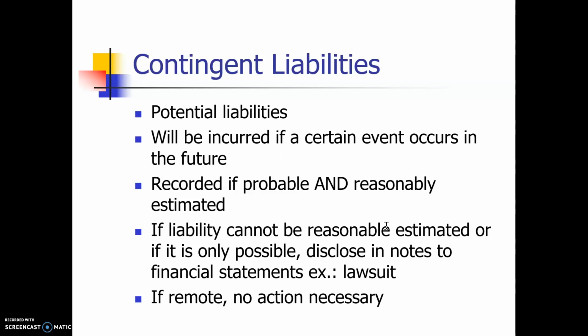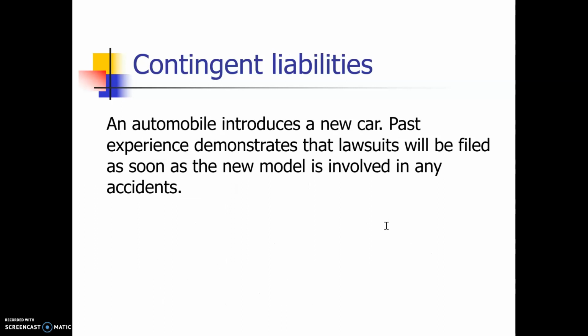If the possibility of it happening is remote, there's no action necessary. So let's say, here's an example. An automobile company introduces a new car. Past experience demonstrates that lawsuits will be filed as soon as the new model is involved in any accidents. We live in a very litigious society here in the United States. People file lawsuits for things that are pretty frivolous. If you know somebody and you can get them to take on your case, you sue. We see that happening quite frequently.